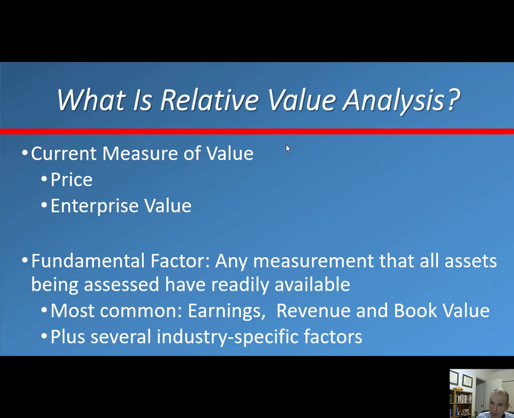And then those fundamental values can be any measurement that the assets that we're assessing have relatively available. In our case, we'll use something related to earnings, revenue, and book value. Essentially, our fundamental factor is going to be some accounting number off the accounting financial statements. So just to give you an example, price to earnings, you've probably heard that before, the PE ratio. Price to earnings is a relative value measure. We have price as the measure of value, earnings as the fundamental factor, and that tells us a lot about the company.